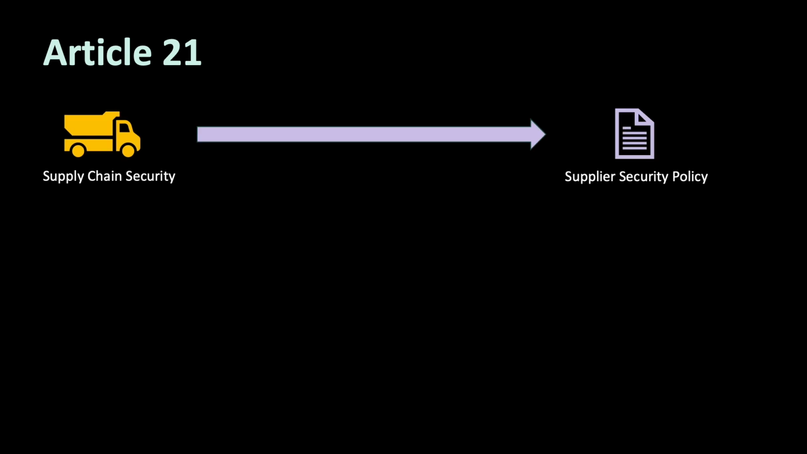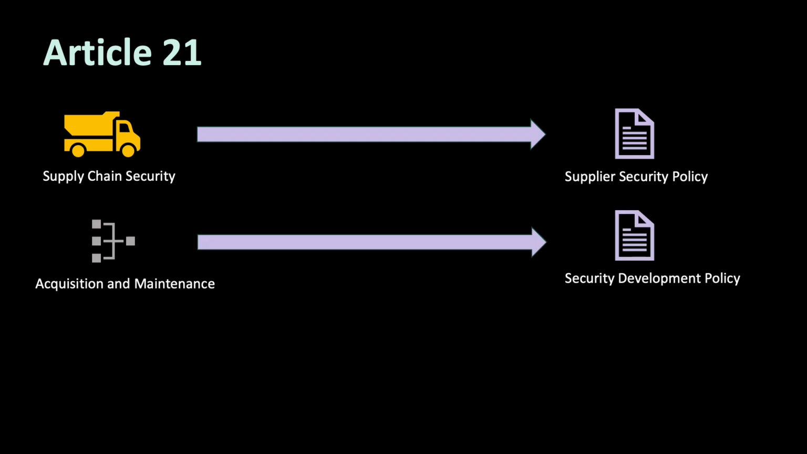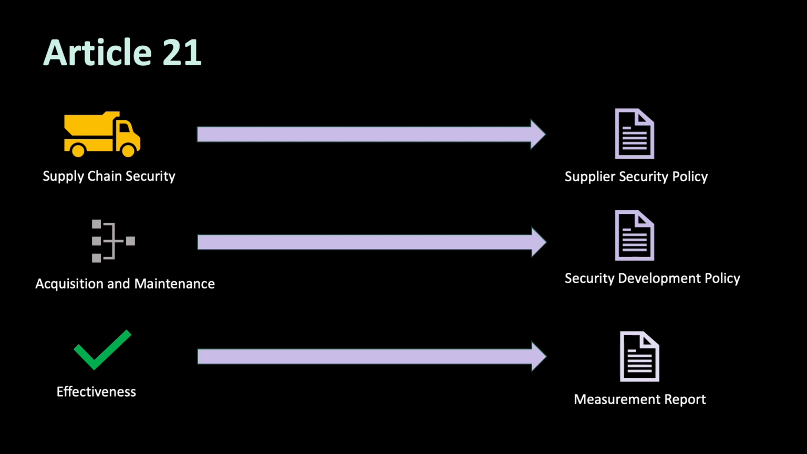Supply chain security: supplier security policy, security clauses in contracts and confidentiality statements, such as NDAs for example. Security in acquisition and maintenance of network and information systems is written down in the security development policy and in the specification of information system requirements. Policies and procedures to assess the effectiveness of cybersecurity measures. Remember, I talked about that you need to define how you measure success. They're covered in the measurement report.